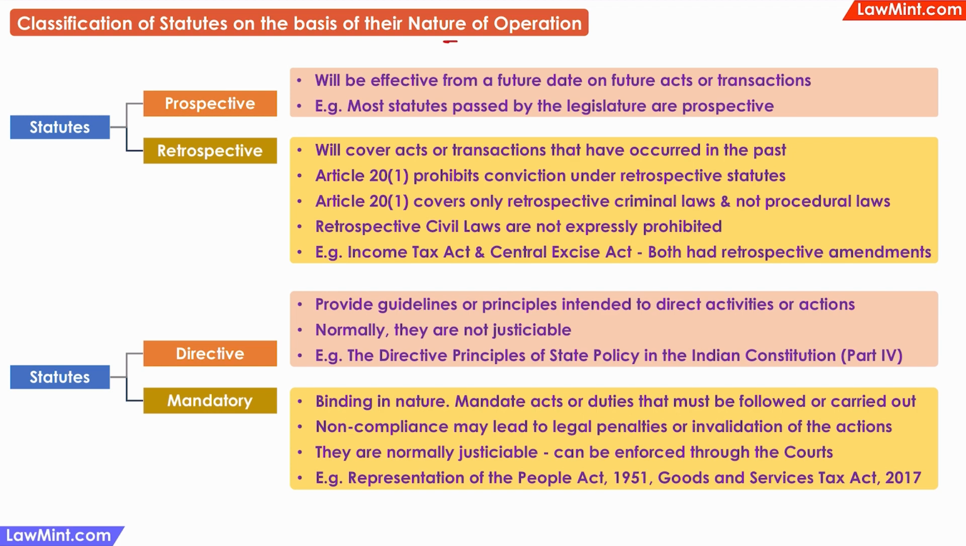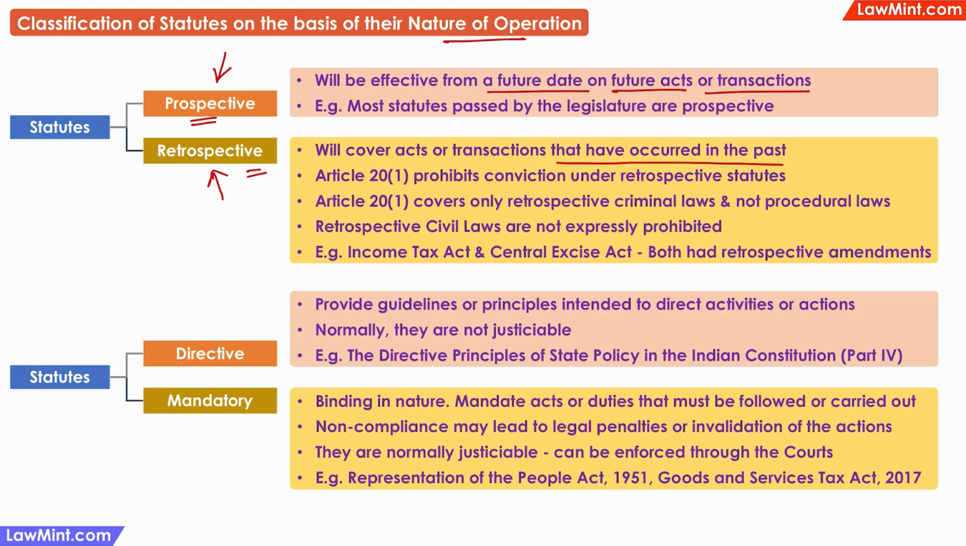On the basis of their operation, statutes may be classified into prospective or retrospective. Most statutes passed by the legislature are prospective, which means that they will be effective from a future date, on future acts or on future transactions. Statutes that are backdated, that is, statutes that cover acts or transactions that have already occurred in the past, are called retrospective statutes. In general, laws should be prospective and not retrospective.